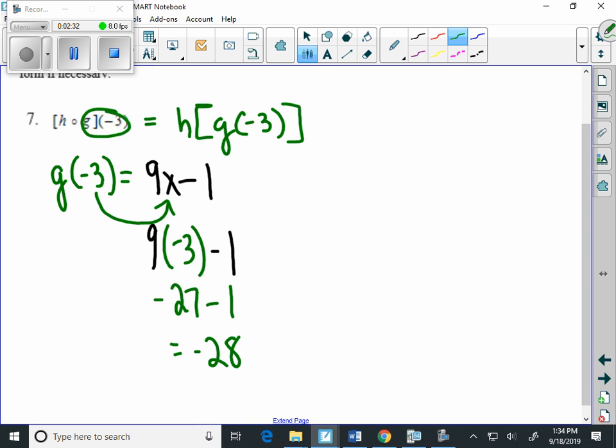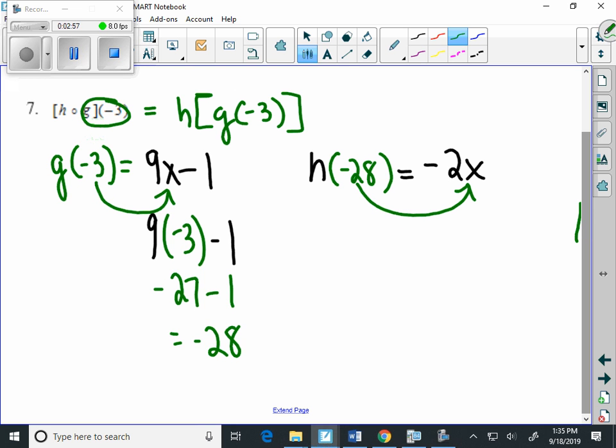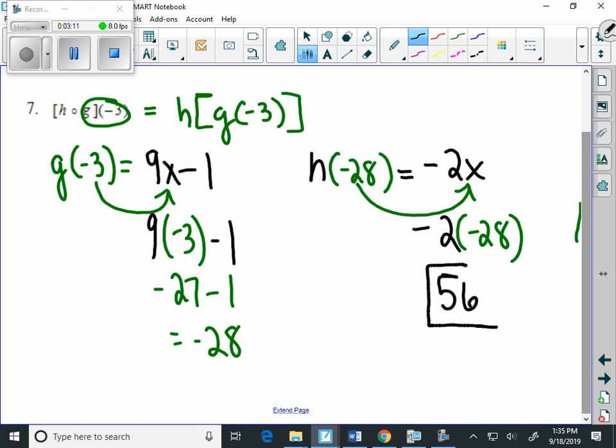We now have to figure out what h of the negative 28 that we just found equals. As we look back above in our directions, the h of x function is negative 2x. We're going to take this value of negative 28 and put it back into our equation wherever we see x. So this is negative 2 times negative 28. If you type that in your calculator, negative 2 times negative 28 is positive 56. And that is our final output.